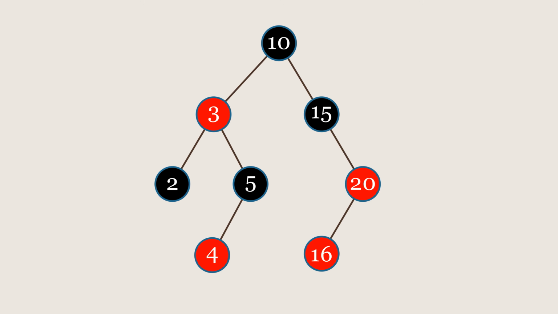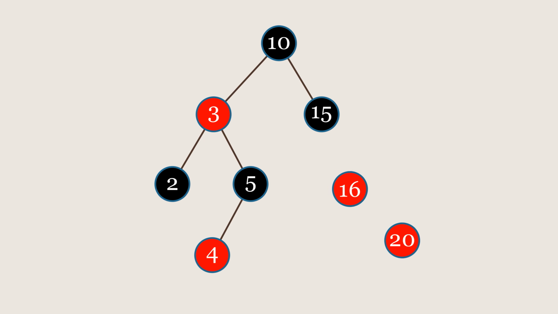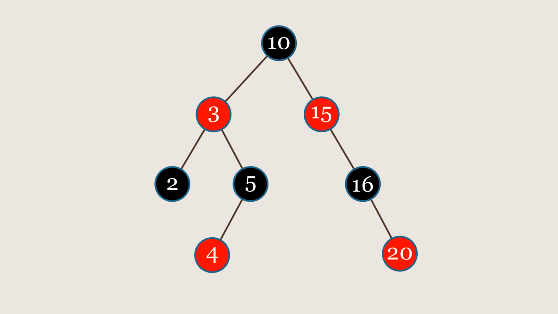In this case, we first need to perform a right rotation on the parent node. After that, we recolor the parent to black and the grandparent to red. Finally, we perform a left rotation on the grandparent to restore balance to the tree.